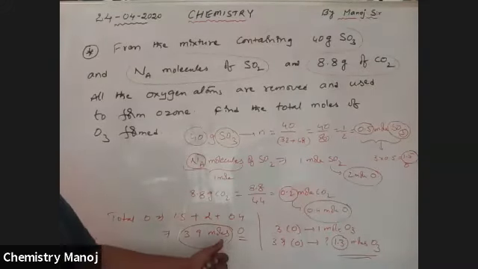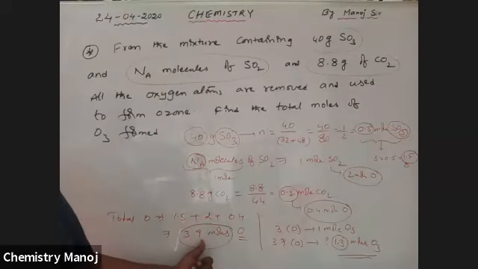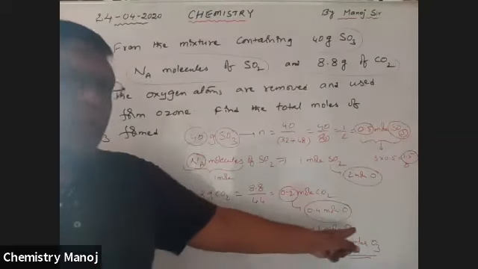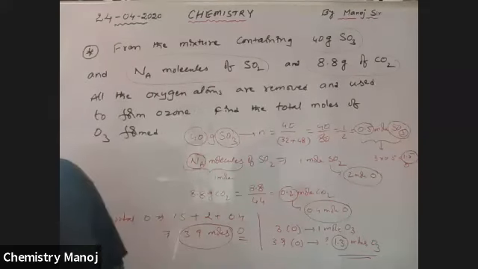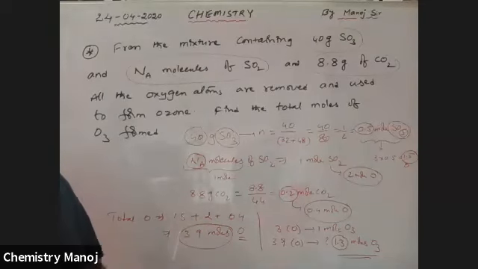Altogether, the number of moles of oxygen is 3.9 moles. So 3 oxygen atoms give 1 mole O3, and these 3.9 oxygen atoms give 1.3 moles of O3. Okay, so this is very clear. Now the answer is 1.3.